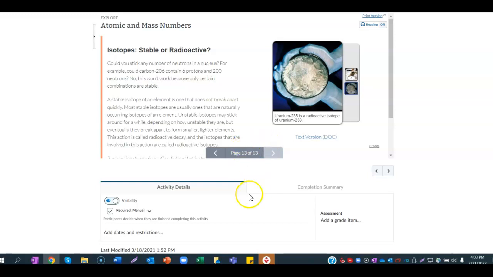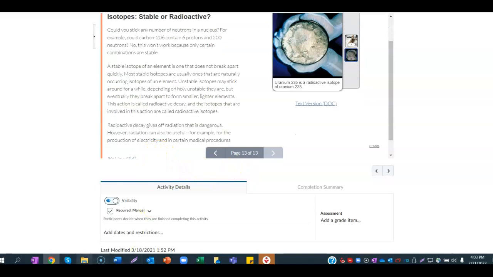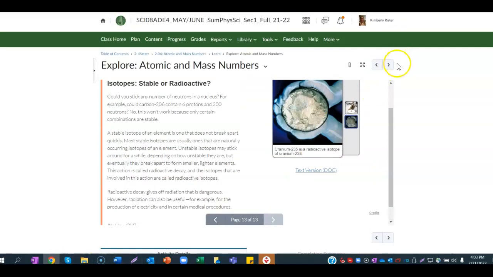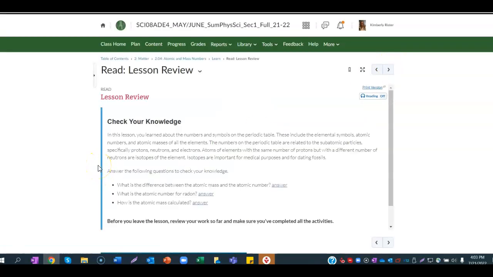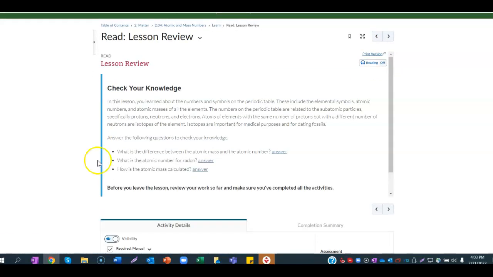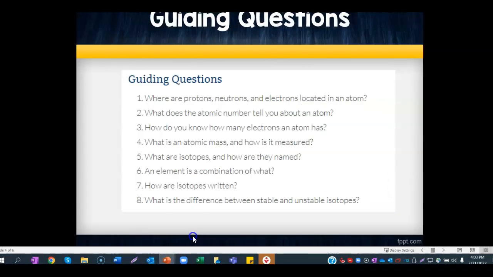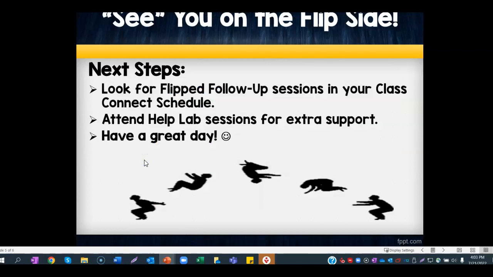So this is a really long lesson. There's a lot of information in there. We've answered all 8 of the guiding questions, and now we are at the end to review. So in the lesson review, there are several things to go over. You may want to include these in your notes if you need some additional information or you didn't get these included the first time.